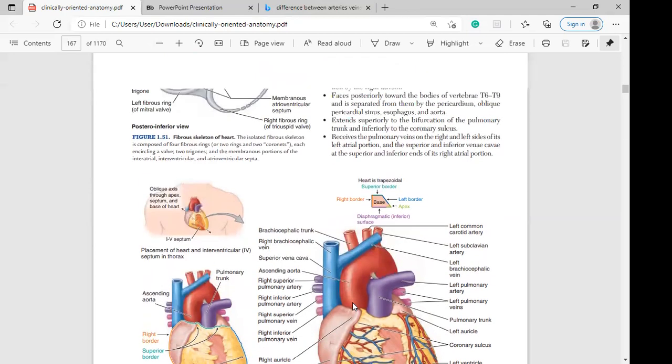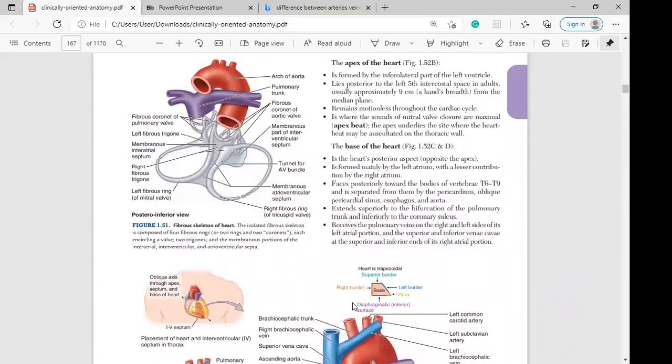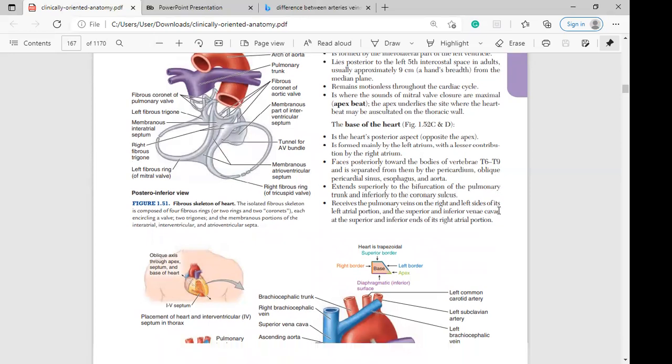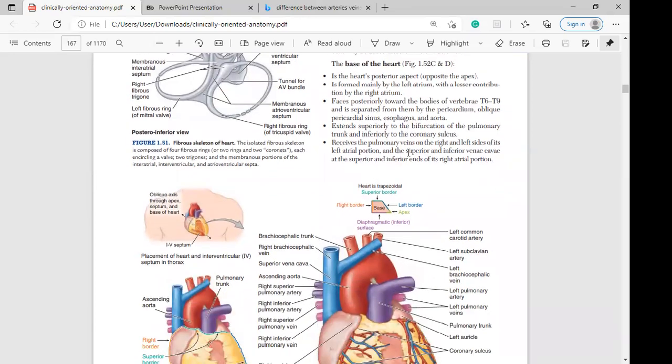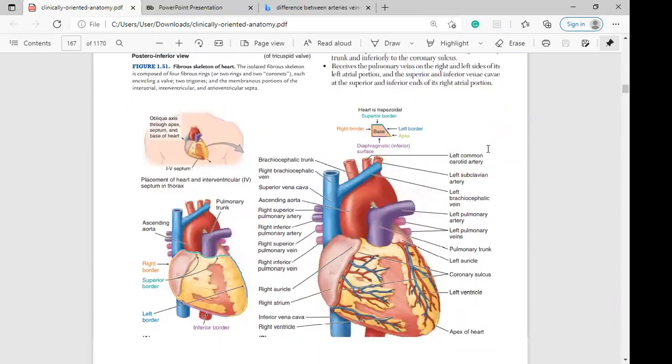So the base of the heart, we said, is the posterior aspect of the heart, okay? Posterior aspect of the heart, and it is mainly formed by the left atrium with a little contribution from the right atrium. It faces posteriorly to the body of the T6 to T9 thoracic vertebra, okay? And then it extends superiorly to the bifurcation of the pulmonary artery, and then it receives pulmonary veins on the right and left side of its left atrial portion. What does that mean?